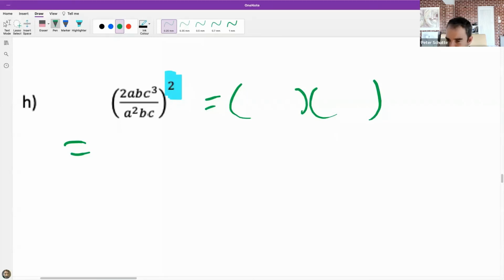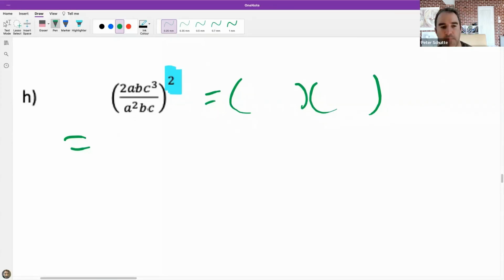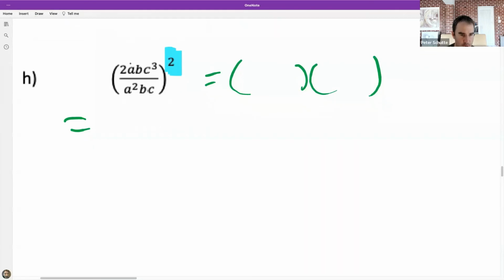Norma is as she did last year. So what do I need to do to follow the same method? The goal is to simplify this rather strange looking question. It's saying something divided by something squared. I'm saying just do the squared part first.